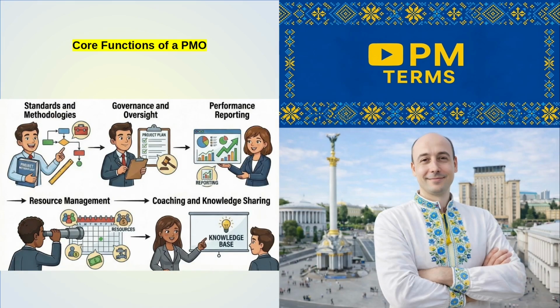Core functions of a PMO: standards and methodologies, defining project management frameworks, templates, and processes; governance and oversight, ensuring projects follow approved processes, decision gates, and escalation paths; performance reporting, providing dashboards, KPIs, and portfolio-level visibility for executives; resource management, supporting capacity planning and allocation of project managers and specialists; coaching and knowledge sharing, developing project management maturity across the organization. Not every PMO does all of this, and that's intentional.